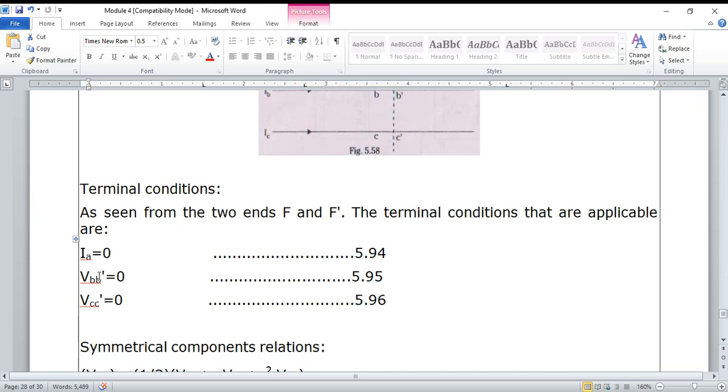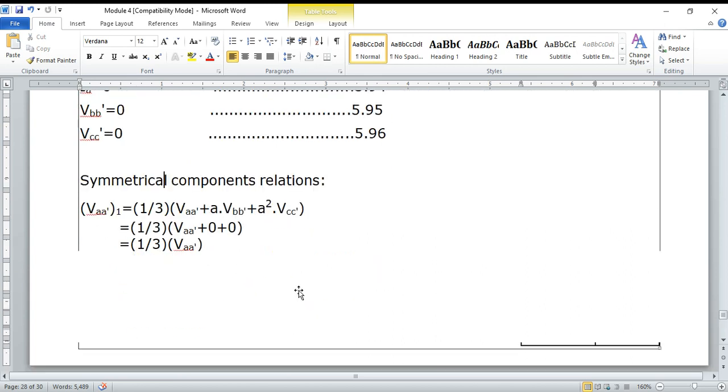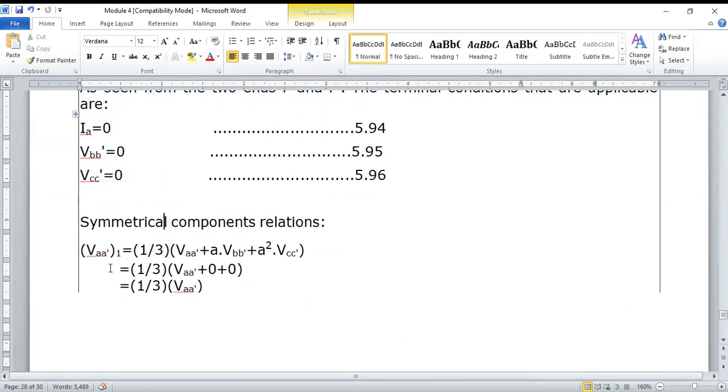Since we have the equations for voltages, here you write the symmetrical components of voltages. First you write for VAA dash. Here the voltages are VAA dash, VBB dash, and VCC dash. Consider the line A. Here you write for VAA dash of 1 is equal to, as you know from the symmetrical component relation, 1/3 of VAA dash plus A into VBB dash plus A square into VCC dash.